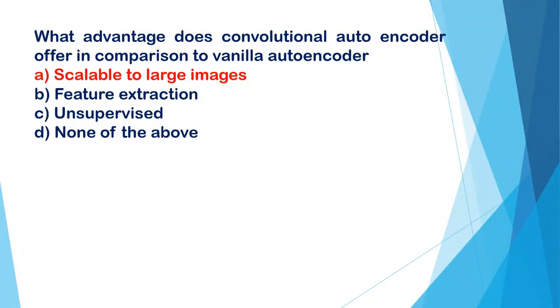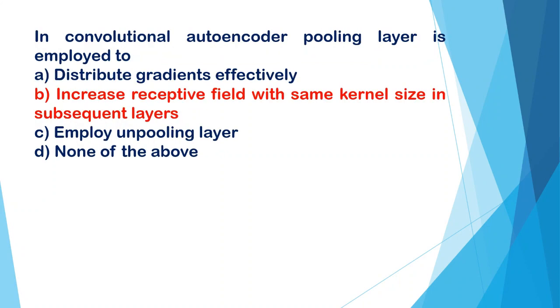What advantage does convolutional autoencoder offer in comparison to vanilla autoencoder? A. Scalable to larger image. B. Feature extraction. C. Unsupervised. D. None of the above. And the correct answer is option A. Scalable to larger image.